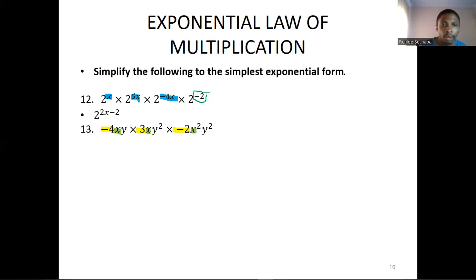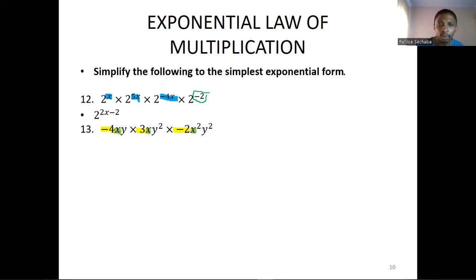1 plus 1 plus 2. Because here we're dealing with variables, you keep the variable, which is the base x, and then you just add the exponents. 1 plus 1 is 2, 2 plus 2 is 4. So we'll end up having 24x to the exponent of 4.